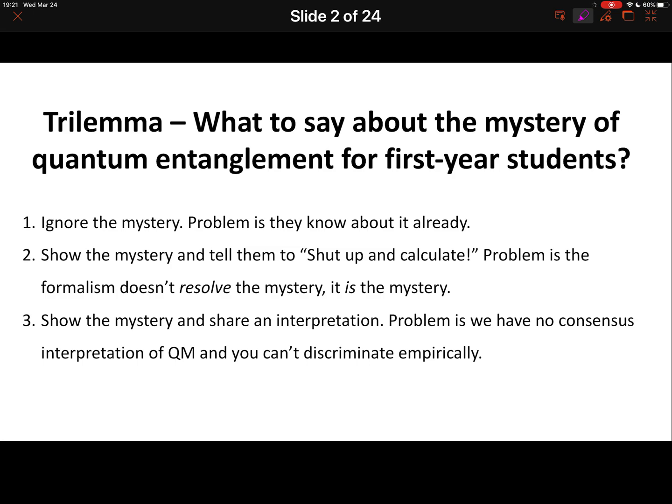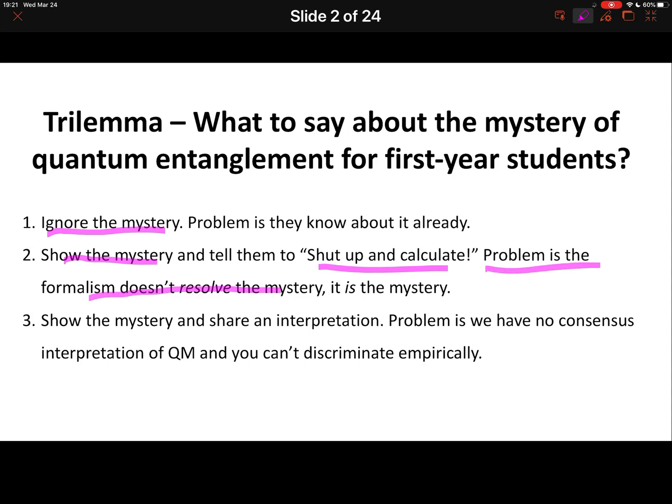So we have this trilemma. What to say about the mystery of quantum entanglement to first-year students? You can ignore the mystery. A lot of people do that. You can show the mystery and say, shut up and calculate, because look, the formalism of quantum mechanics maps to the experimental outcomes. No problem.